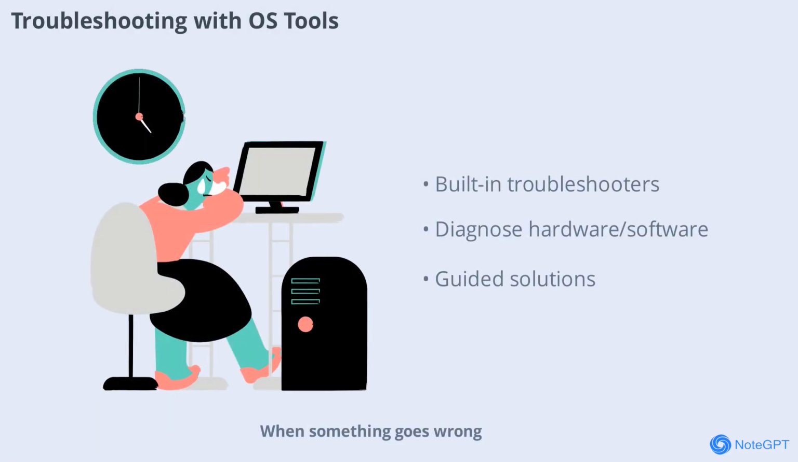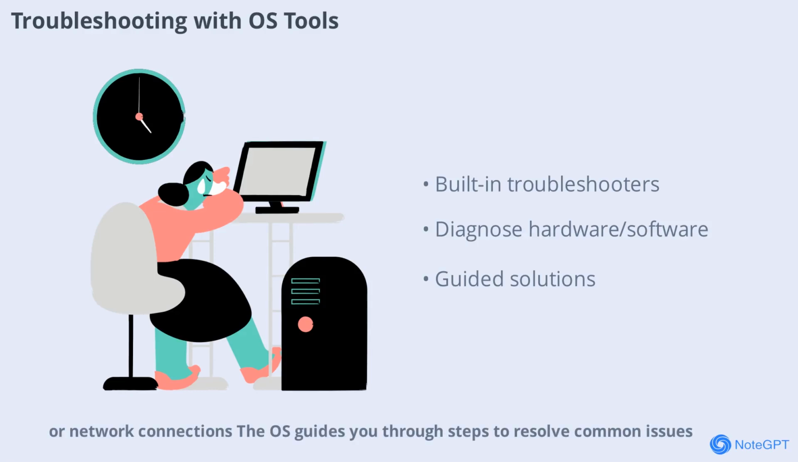without interruption. When something goes wrong, the operating system provides tools to help you troubleshoot and fix issues. Built-in troubleshooters can diagnose problems with hardware, software, or network connections. The OS guides you through steps to resolve common issues, making it easier to keep your device running smoothly.